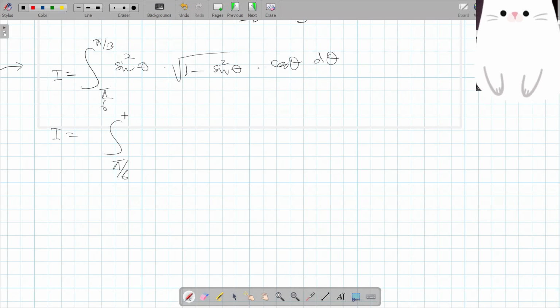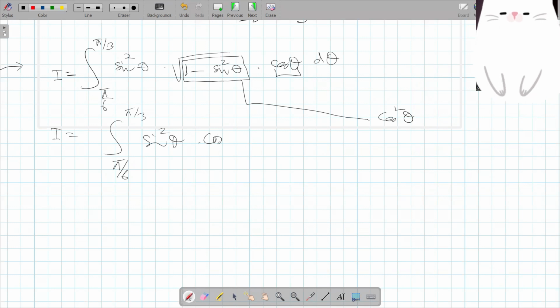Sine squared theta stays the same. What about 1 minus sine squared theta? It is equal to cos squared theta. And we have a cos theta here, so we will have cos cube theta. What now? Any idea? What should we do now to integrate this? We have even power and odd power both.